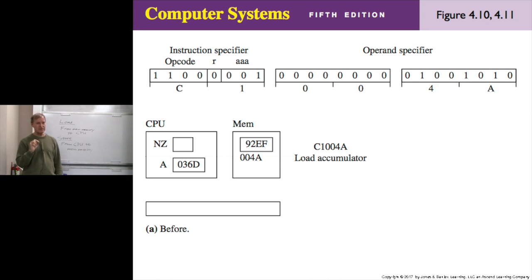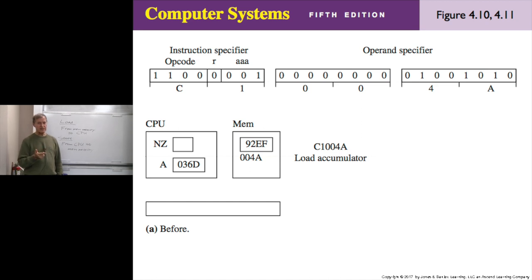Now, this is important. Does everybody see this? Every byte has an individual address, and we're showing two bytes, and the address that we conventionally show is the address of the first byte of the pair. Is everybody clear on this? Are you with me? So the 92 is at address 004A, the EF is at 004B. Now, what is inside the accumulator? What is the content of the accumulator? 036D. All right, so this is before, all right?